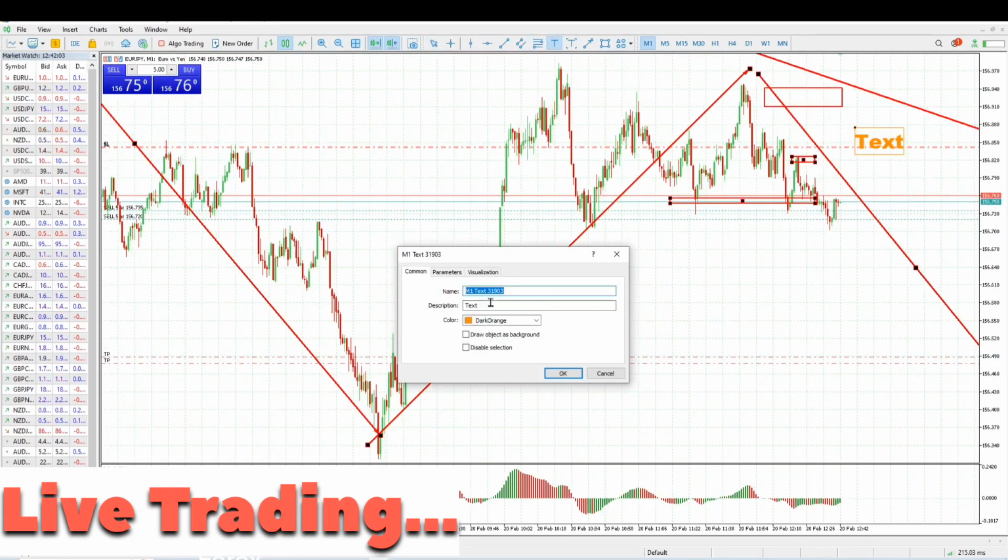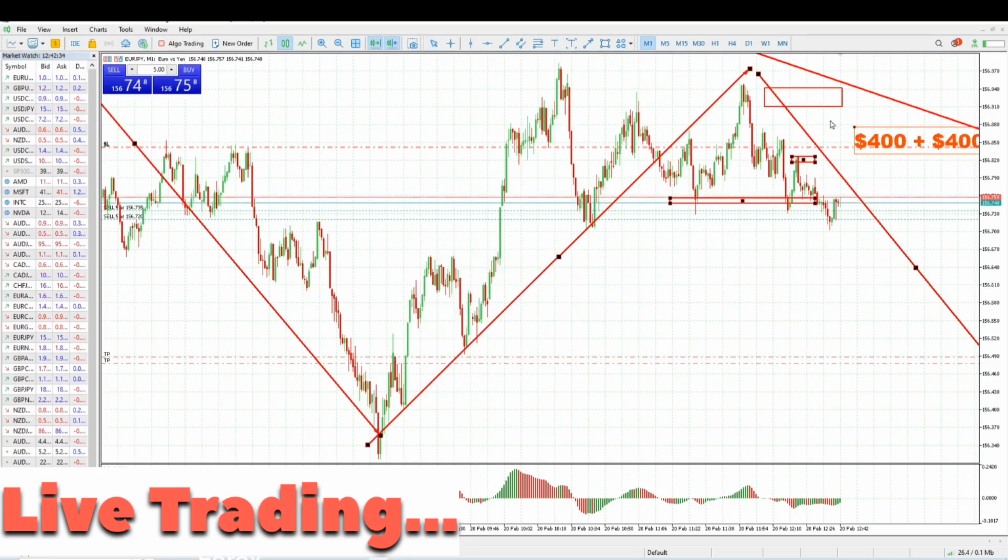So the stop loss is 400. Let me type it here. 400 plus another 400. That would be our stop loss. Let's make it red. So if the market goes against us, we are losing somewhere around 800 from our account. We are losing 800 from our account, so let me put it here, 400, which is 800.